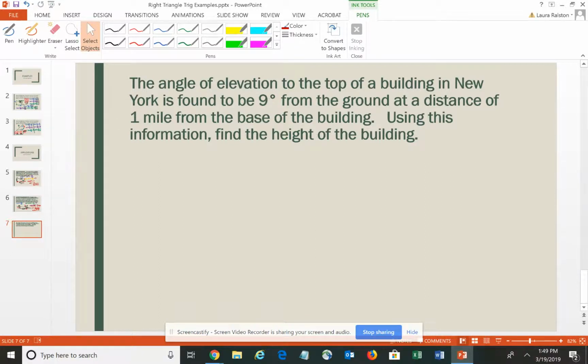All right, one more. The angle of elevation to the top of a building in New York is found to be 9 degrees from the ground at a distance of 1 mile from the base of the building. Use this information and find the height of the building.